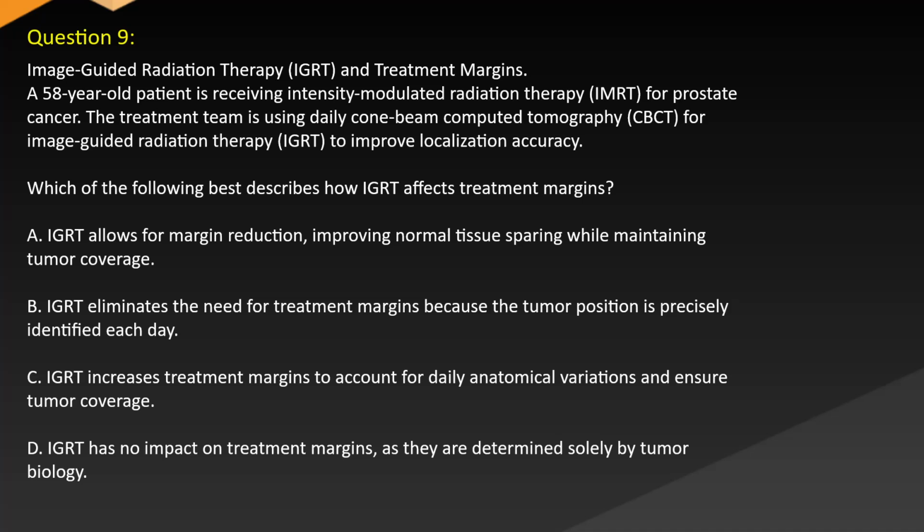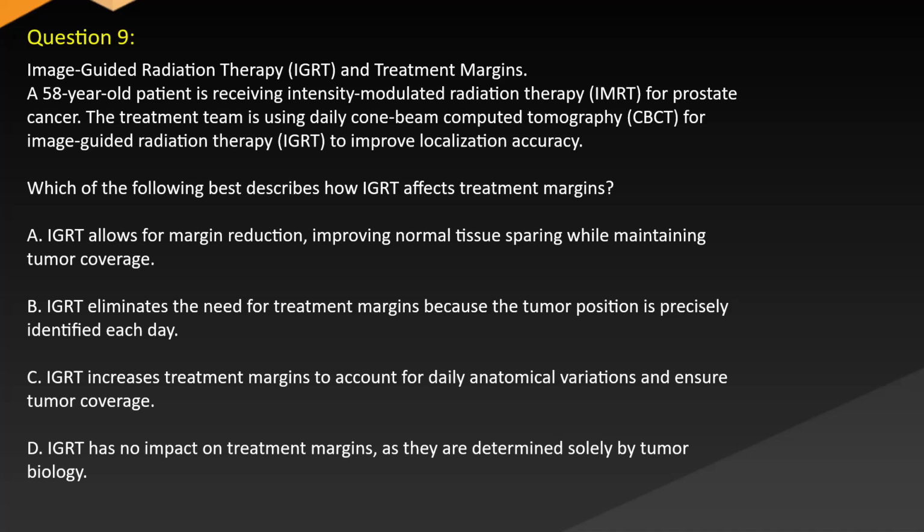A 58-year-old patient is receiving intensity-modulated radiation therapy, IMRT, for prostate cancer. The treatment team is using daily cone beam computed tomography, CBCT, for image-guided radiation therapy, IGRT, to improve localization accuracy. Which of the following best describes how IGRT affects treatment margins?